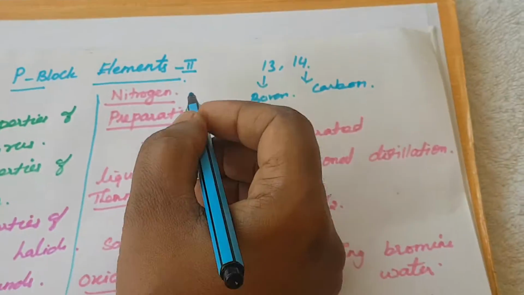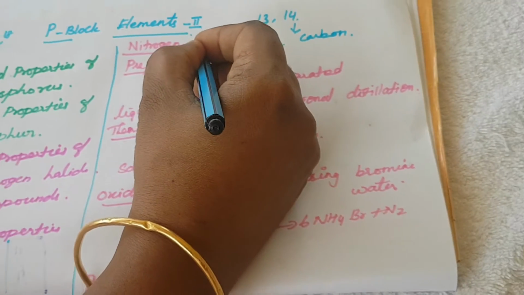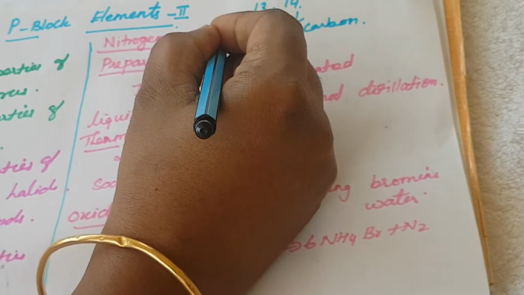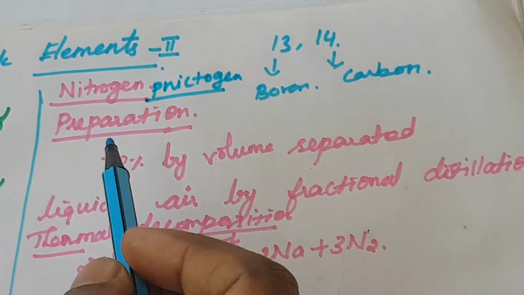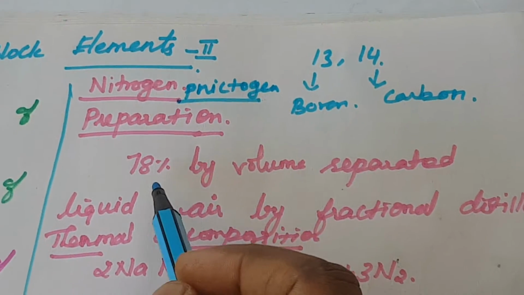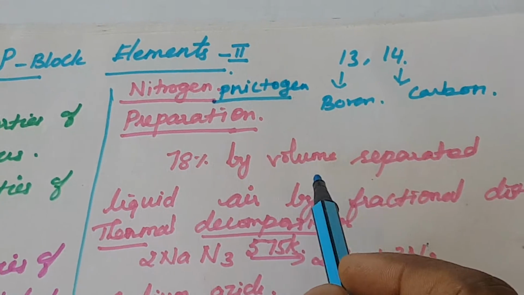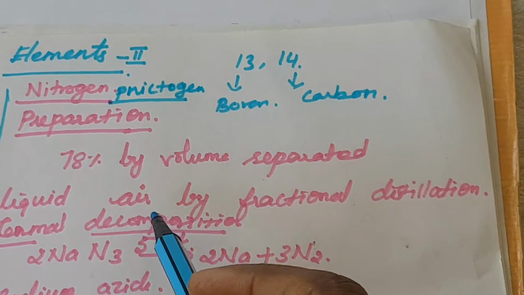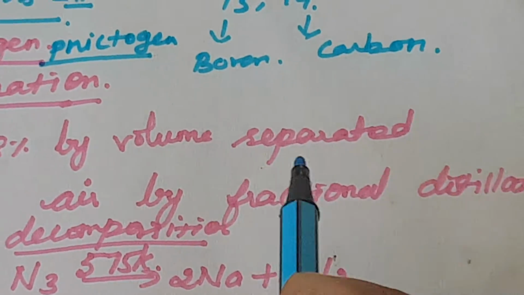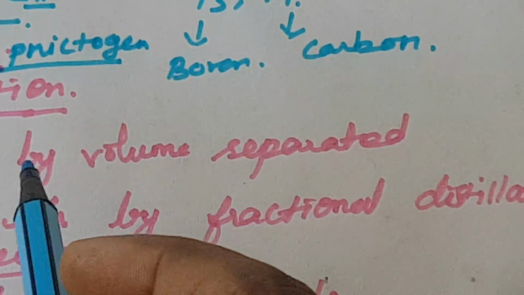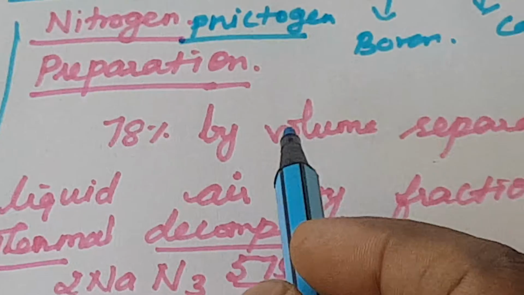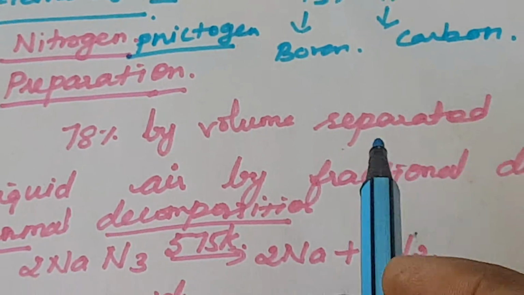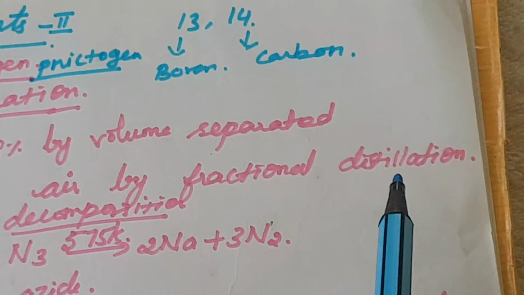The 15th group is otherwise called the nitrogen family, which we already studied in the previous lesson. First is the preparation, how to prepare nitrogen. Normally the atmospheric air contains 78% nitrogen by volume, and nitrogen is separated from the liquefied air by fractional distillation.